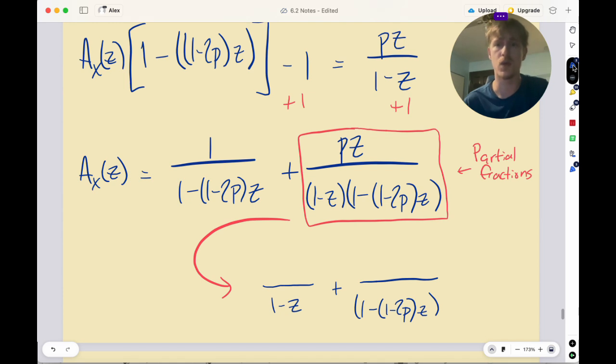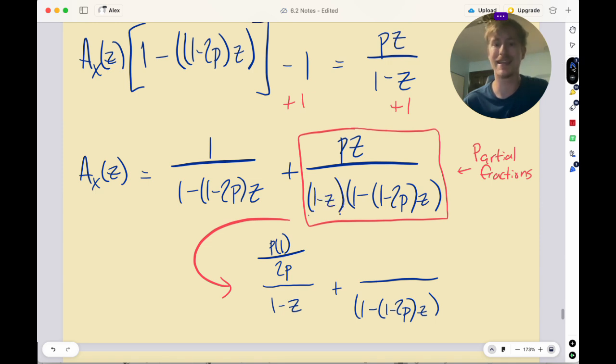Okay, so remember what I told you. The first thing we're going to do is take this entire expression and plug in z equals 1, but ignore this part. So ignoring this part and plugging in z equals 1, we get p times 1 divided by 1 minus 2p times 1. Well, that just gets us a 2p. So that's that coefficient. Now I have to rewrite this, but that's okay.